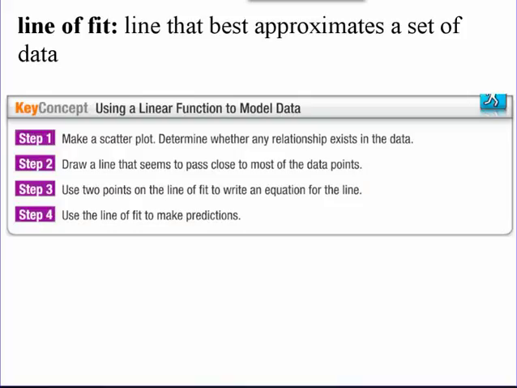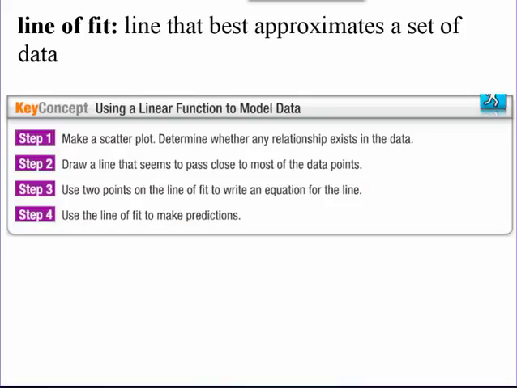Step 3, we're going to use 2 points on the line of fit to write an equation for the line, which is something we've already done. And then step 4, we're going to use the line of fit to make predictions. So we're going to find out what happens 20 years from now, what happens 50 years from now. So that is going to be our task.